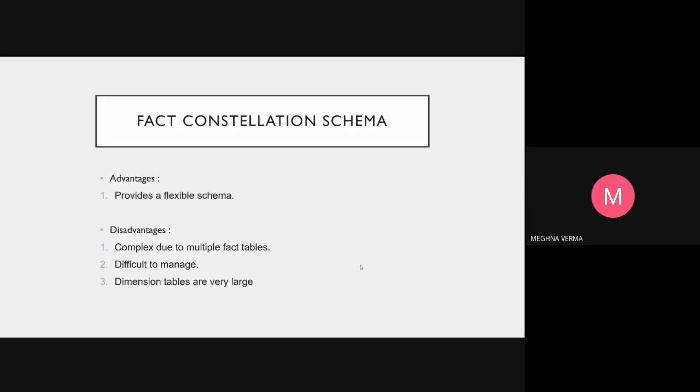The advantage of this schema is that it provides a flexible schema, and the disadvantage is that it becomes very complex due to the multiple fact tables which are present, and due to that it also becomes difficult to manage, and the dimension tables are very large in this case.